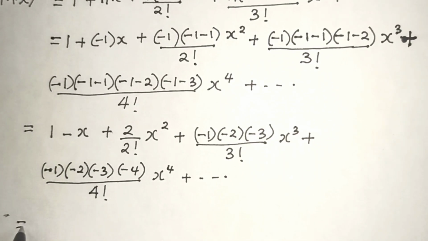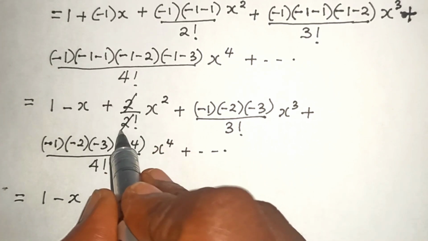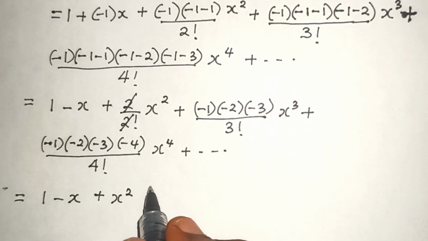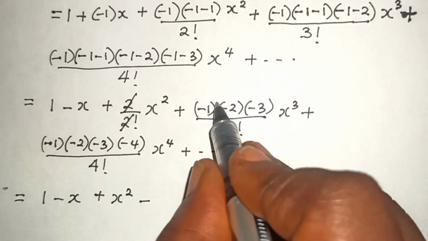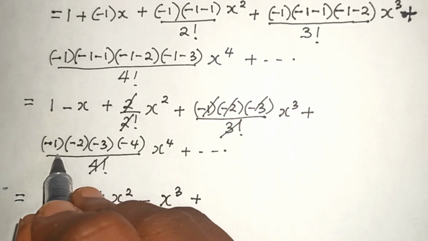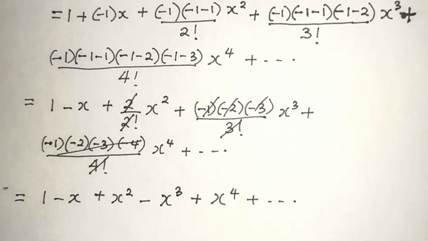So this is equal to 1 minus x. Here, this cancels. We are left with plus x squared minus, this will cancel, we have minus x to the third power plus x to the power 4 and so on. So this is the expansion of (1 plus x) to the power minus 1. Okay, that's all for the first one.